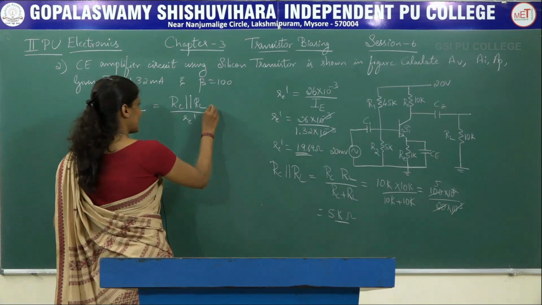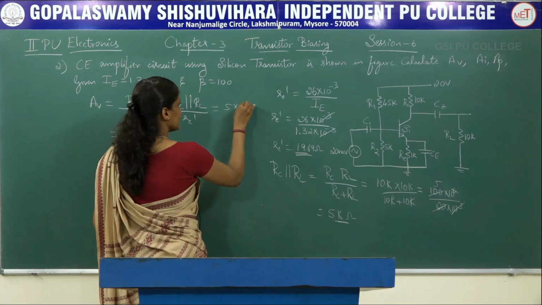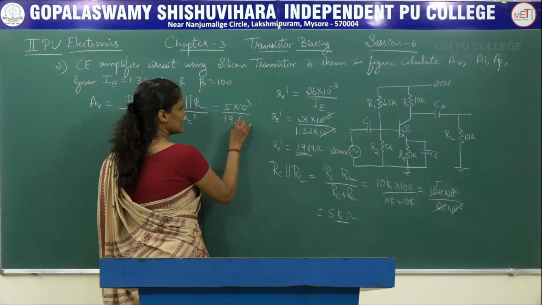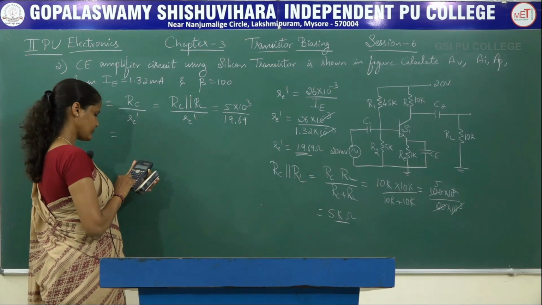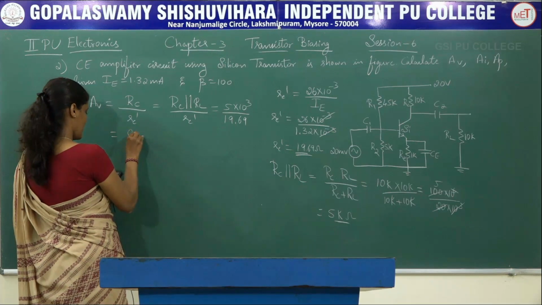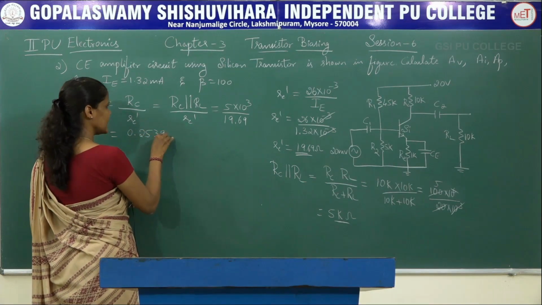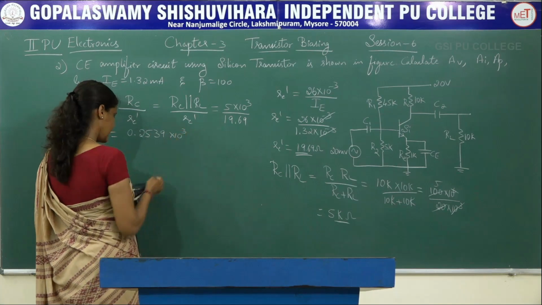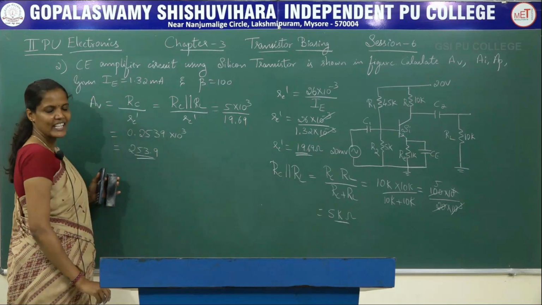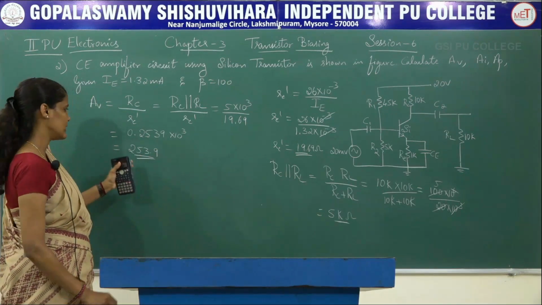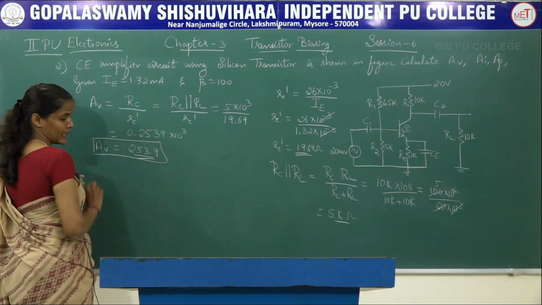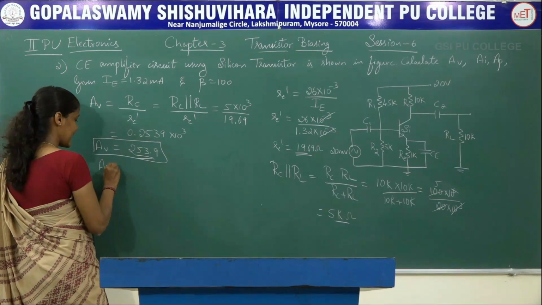So let us substitute that directly over here. 5 into 10 to the power of 3 divided by Re dash value, which is 19.69. So 5 divided by 19.69 gives me 0.2539 into 10 to the power of 3, or 253.9. Since this is the gain, we are not having any kind of unit for that. So AV, that is the voltage gain, is equal to 253.9.